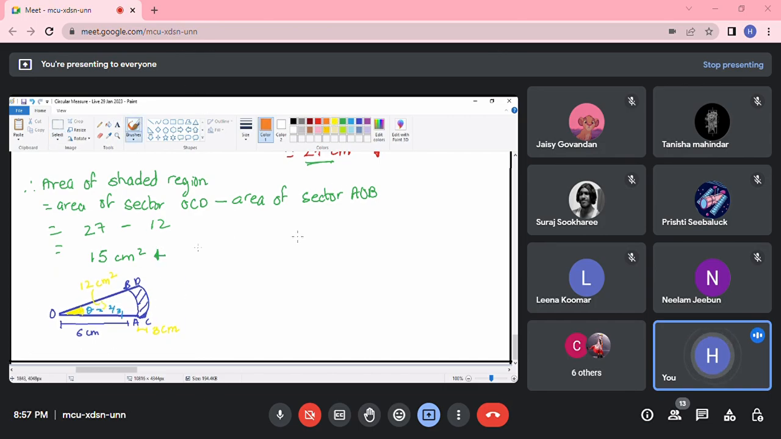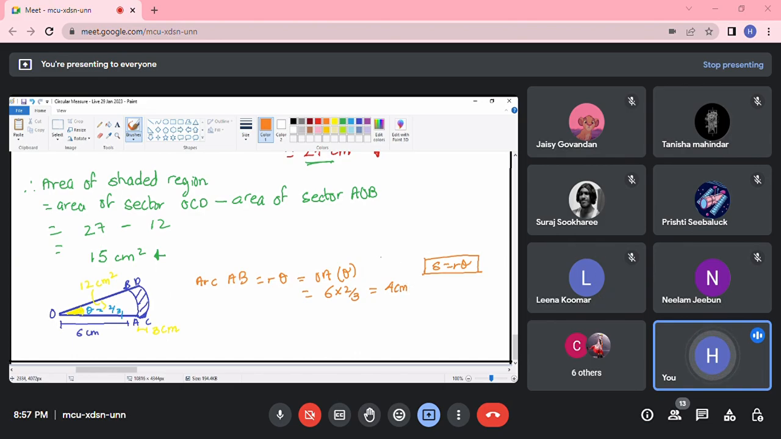So first, let's find the value of arc AB. Arc AB would be equal to r theta, because we know the formula S is equal to r theta, which we found at the start. So, what is r here? R is OA, and theta we already know. The value of OA is 6, and the value of theta is 2/3. Therefore, the length of arc AB is equal to 4 centimeters.